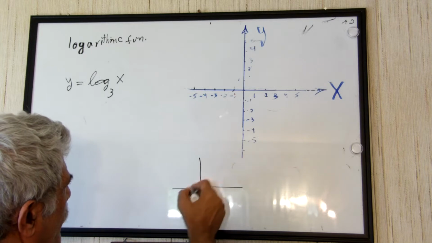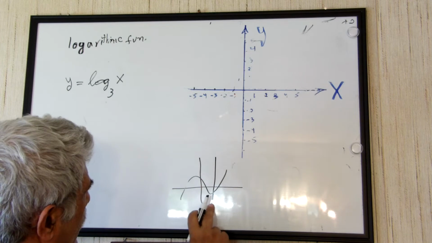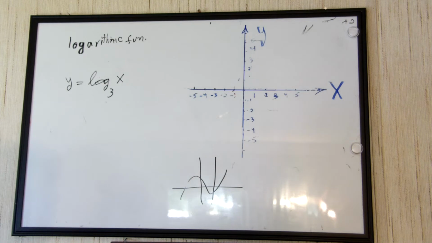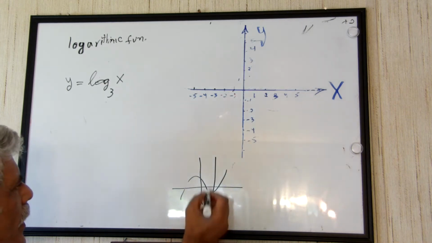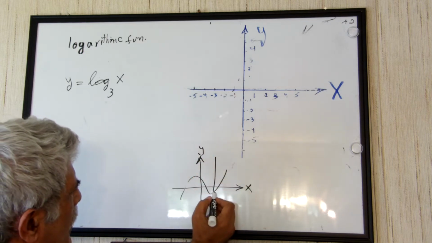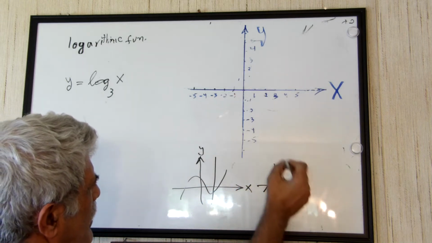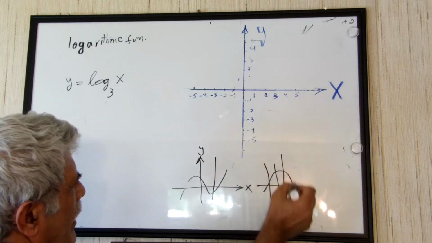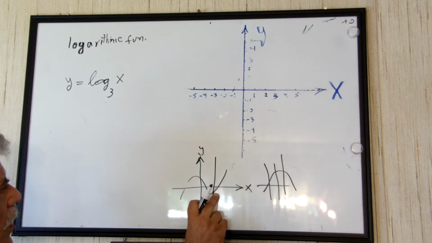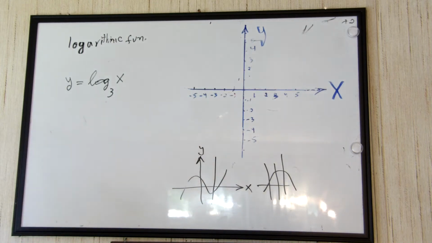If you have a function like this and you draw a vertical line, it will intersect the graph at one point. This is x and y, and it intersects in one point, which tells us this is a function. For every x value, you have just one y value.